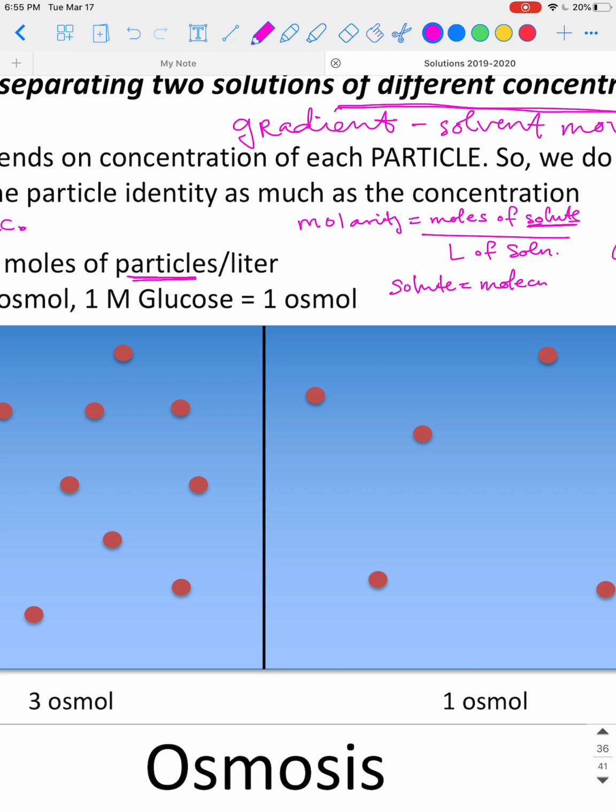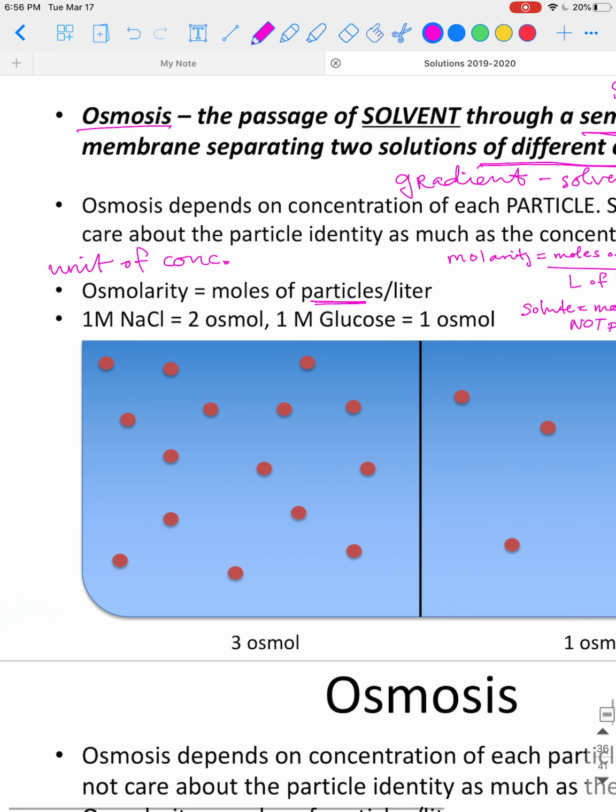Solute equals molecule, not particle. This is like splitting hairs, I know, but it is a key difference that I wanted to point out. Okay, so you understand molarity, which should help you understand osmolarity, which is moles of particles.